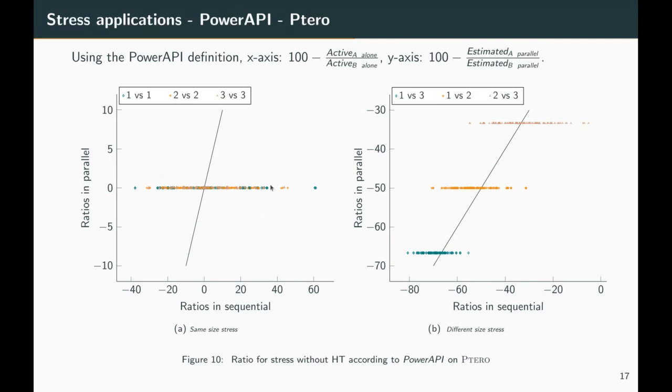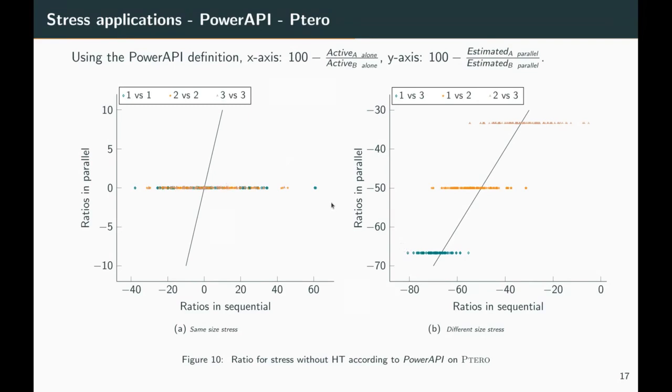So for example, here we are comparing application on 1 core versus application on 1 core. Here we are comparing application on 1 core versus application on 3 cores, 1 core versus 2 cores, 2 cores versus 3 cores. And here we see 3 different plateaus. That means that the model is able to say that if you're using more cores, you will be using more energy. If you are using fewer cores, you are using less energy. But if both applications are using the same number of cores, the models can't see the difference in energy consumption.